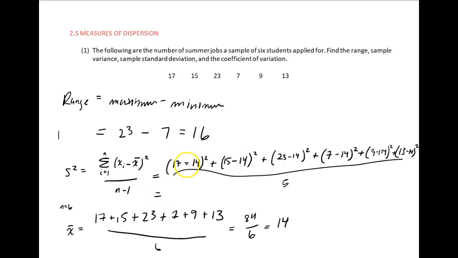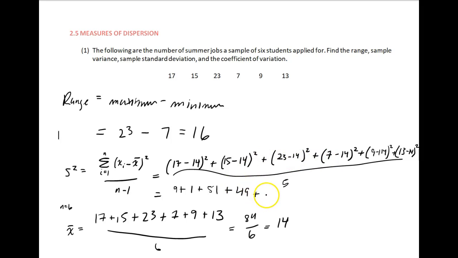So now we have 3 squared. So 17 minus 14 is 3. So that's 3 squared, so 9. 15 minus 14 is 1. 1 squared, or 1. 23 minus 14 is 9. So 9 squared, 81. 7 minus 14 is negative 7. Negative 7 squared is a positive 49.